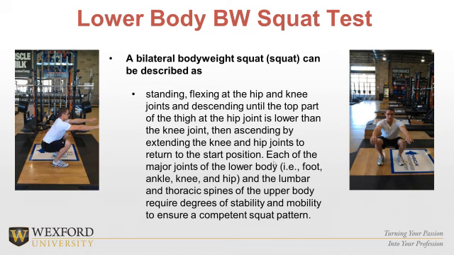So once you get to where the hip joint is lower than the knee, then you ascend by extending the knee and hip joints to return to the starting position. Each of the major joints of the lower body, the foot, ankle, knee, and hip, and the lumbar and thoracic spines of the upper body require degrees of stability and mobility to ensure a competent squat pattern. Now, if you go back to all your other tests, if you've got deficits in flexibility at the hip, knee, and ankle, they'll show up right here.